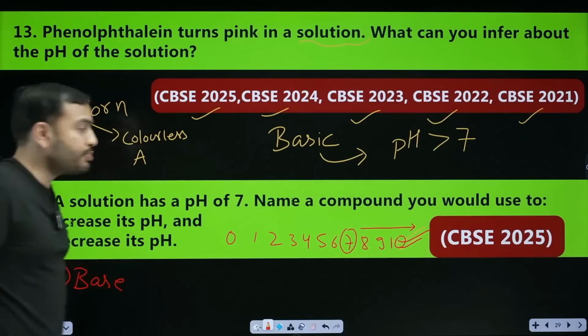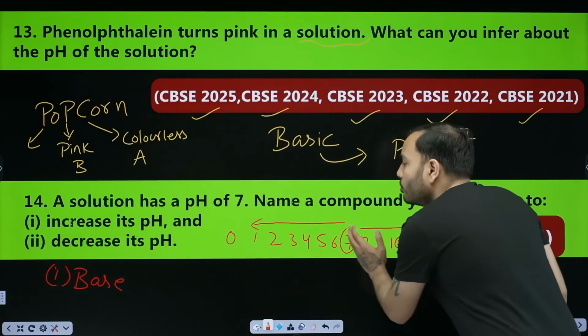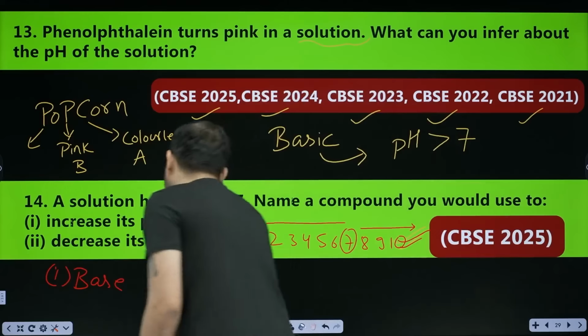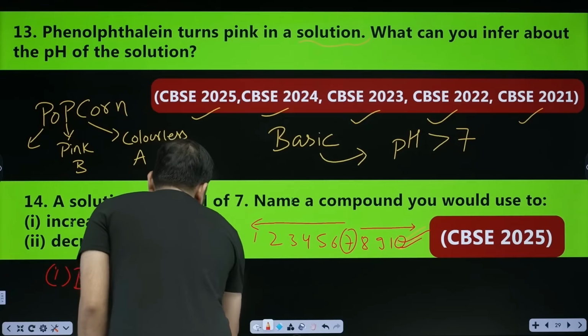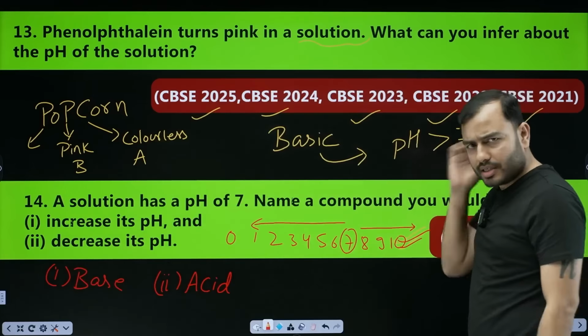Second, decrease its pH. A pH lesser than 7 means it's acidic. What should we mix in it? Let's mix acid. Actually, they have given you water. The solution has a pH of 7. So it's pure water, pH 7.